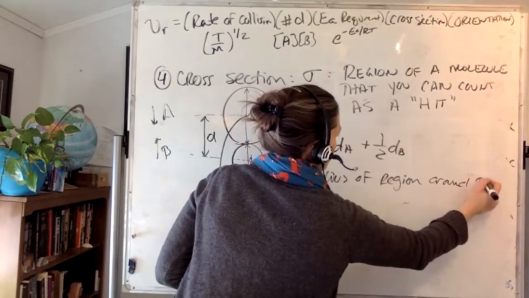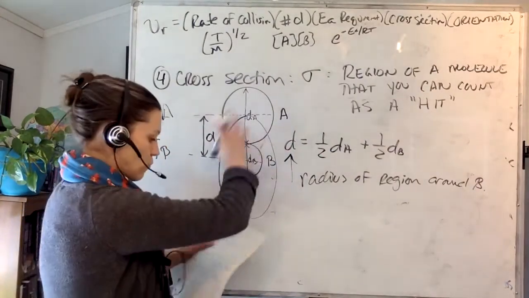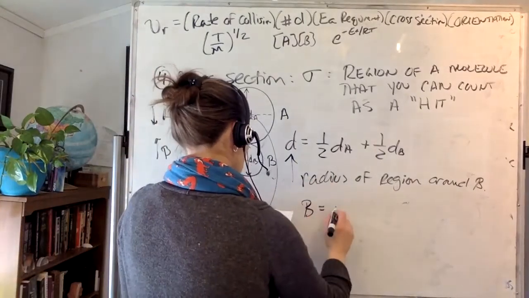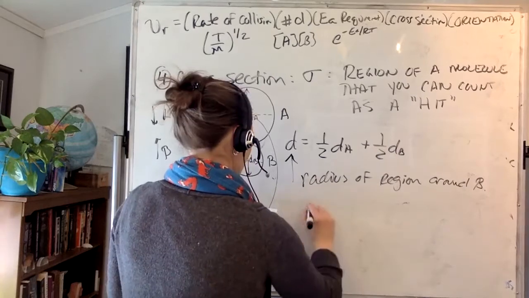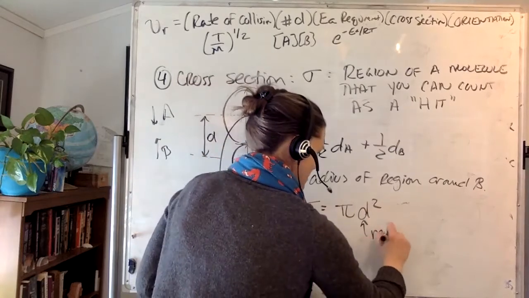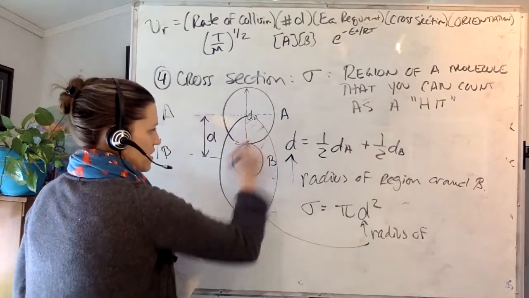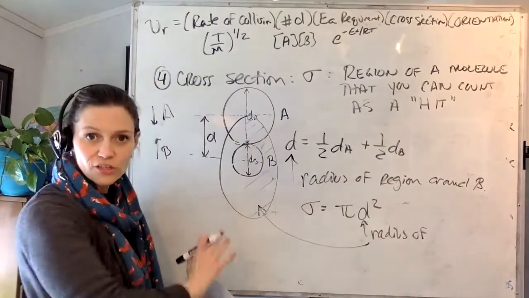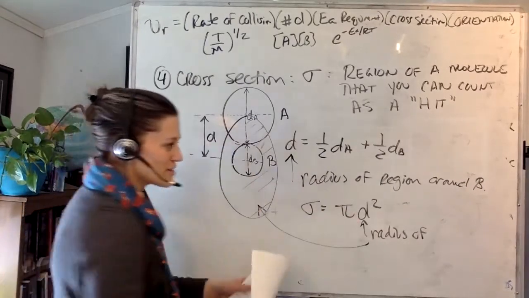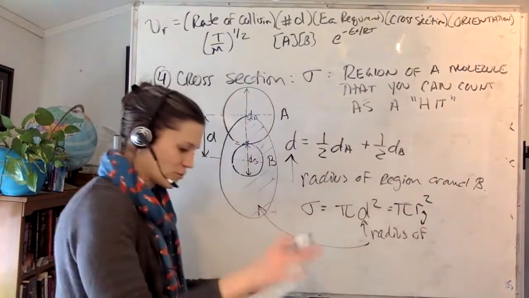around B. So the area around B such that you can have a collision would be, sorry, this would be sigma is equal to pi d squared, where this is the radius of this region. And don't be fooled. This d is not a diameter. Again, this is the radius, so you really should say this is pi r squared, where this is the radius of the region around B.